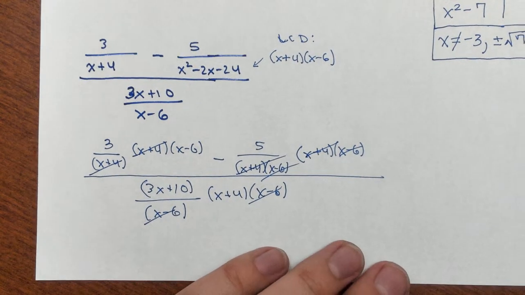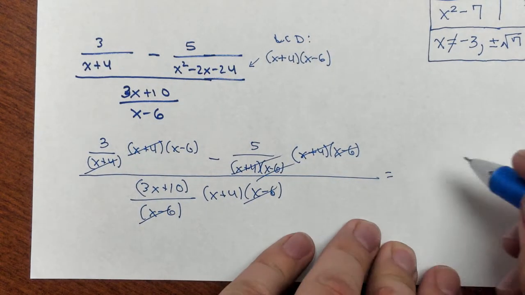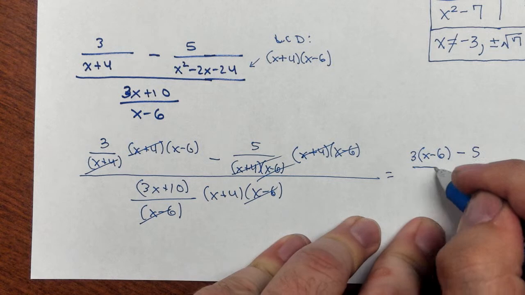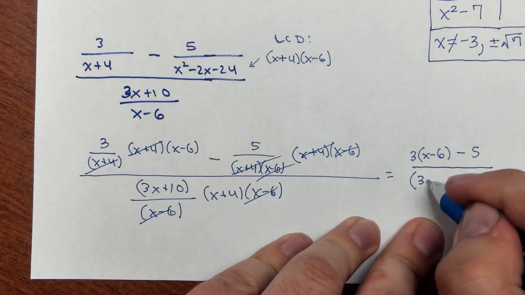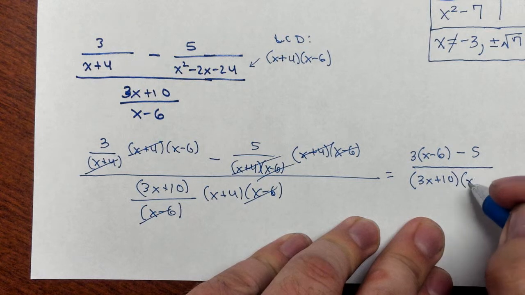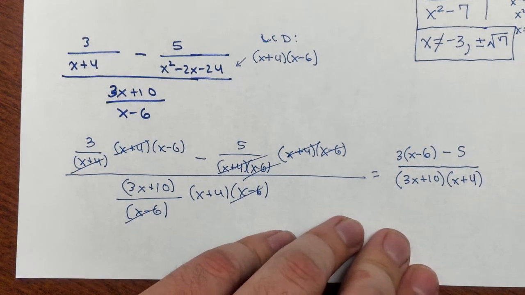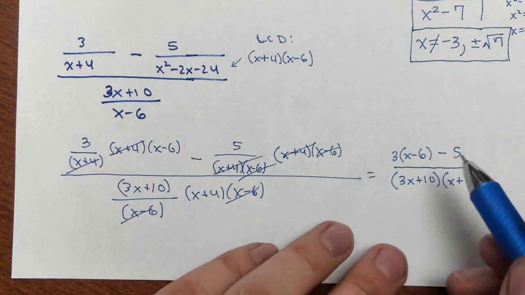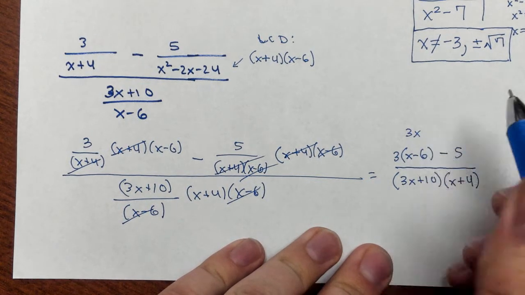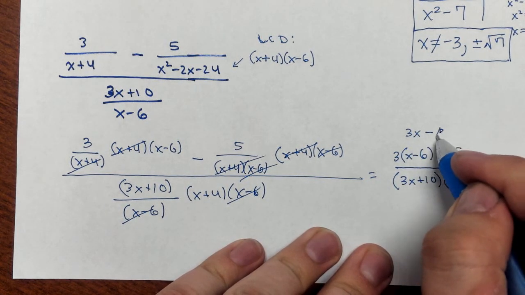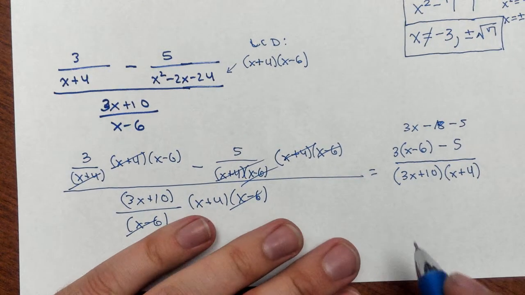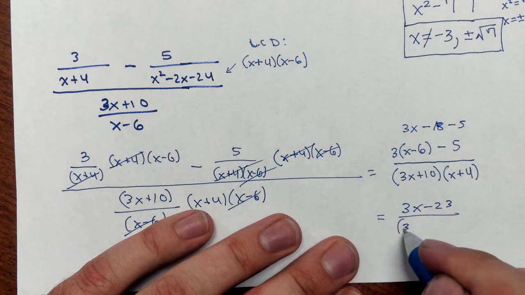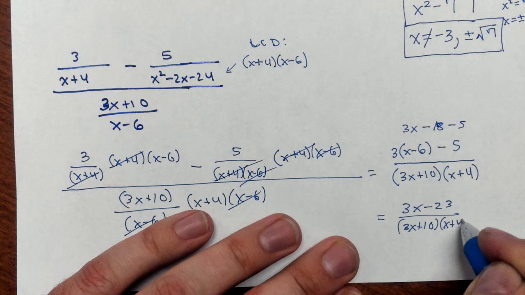And I'm left with simply, I have to be careful here, I've used up most of my room. I have 3 times x minus 6 minus 5 over, in the denominator, well, this is already factored, 3x plus 10, x plus 4. So what do I have left to do to simplify this? Remember, we want to leave our denominators factored generally, so I'm going to leave that factored. Up on top, I need to distribute and combine the constants. I will have 3x minus 18 minus 5. So what will I have? I will have 3x minus 23 over 3x plus 10 and x plus 4.